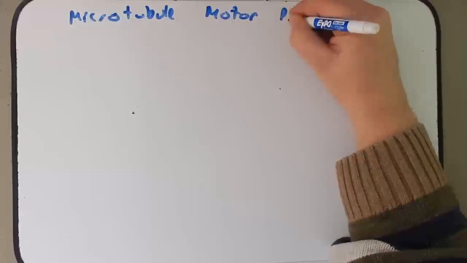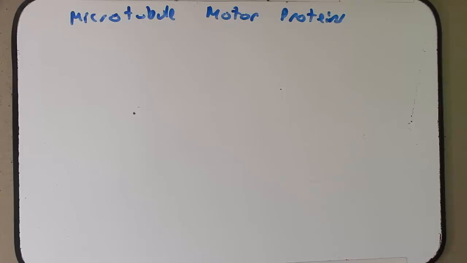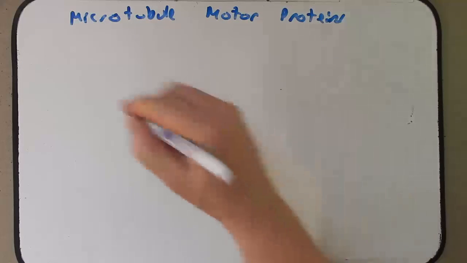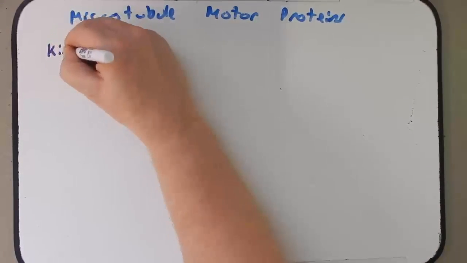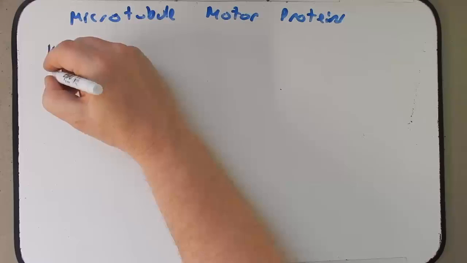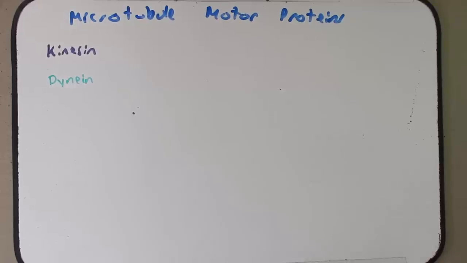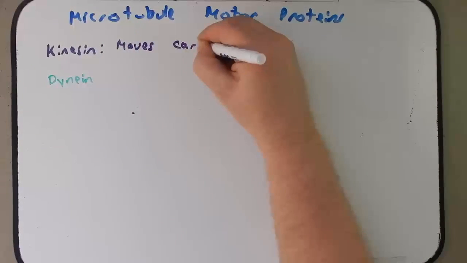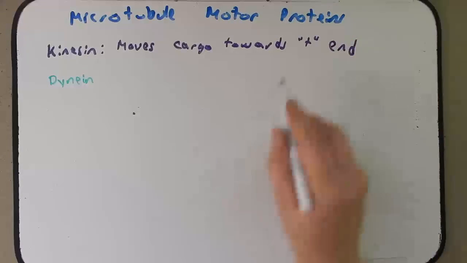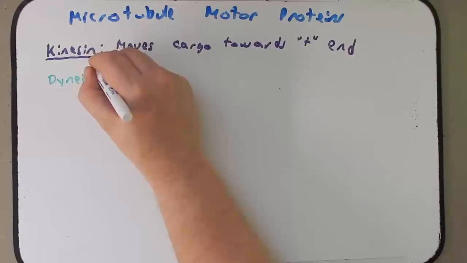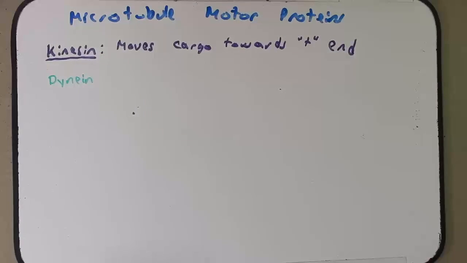Okay, now I'd like to talk about microtubule motor proteins. Just like actin had myosin as a motor protein, microtubules also have motor proteins. They have two classes of motor proteins, microtubules do. The first motor is one called kinesin, and the second one is called dynein. In a general sense, I want you to know that kinesins moves cargo towards the positive end. I always remember this because kinesin, I think of kinetic energy, and I think of kinetic energy as a positive thing. So kinesin moves it towards the positive end.